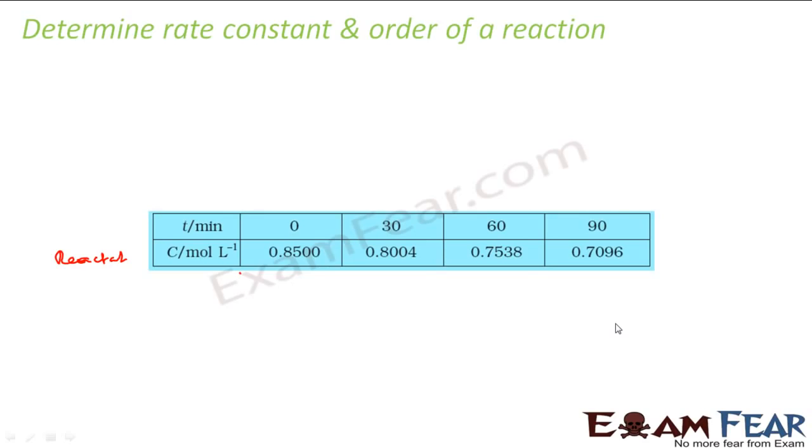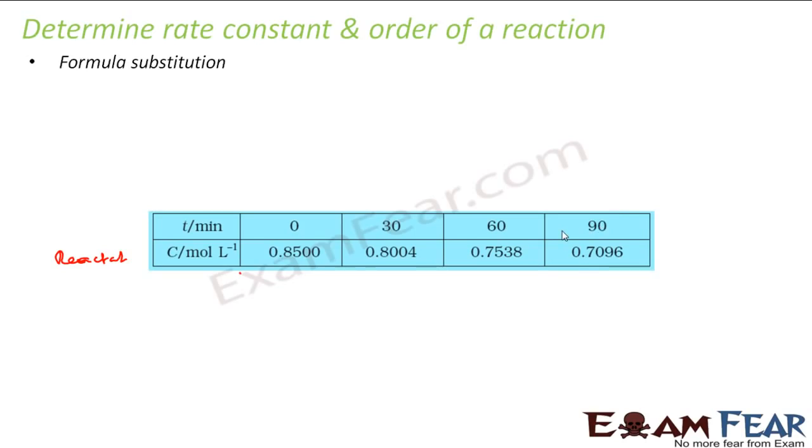We have done a numerical for that also. So let's understand how to approach this kind of problem. There are three different ways to find the order of a reaction given we have some experimental data. The first is the formula substitution. We have used this in the past few numericals.